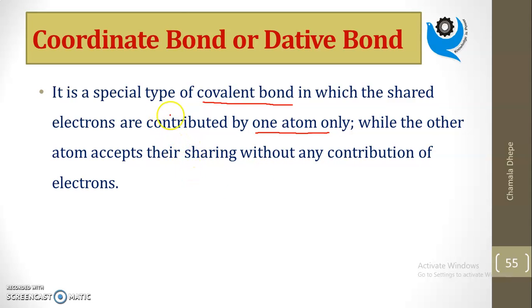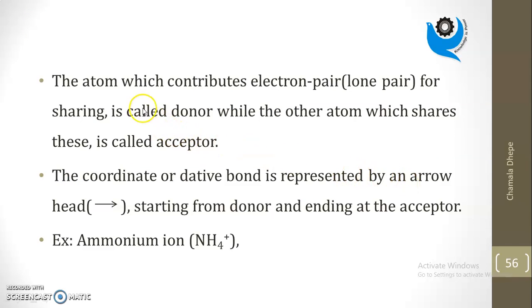Again I am going to repeat. A covalent bond is a mutual sharing, whereas in a coordinate bond, or dative bond, one atom is going to share both the electrons, while the other atom is going to accept those electrons without contribution of any electron. Means it is not having any contribution, it is going to take only those electrons. So let us proceed further. When we discuss the example, at that time we will be much more clear about that.